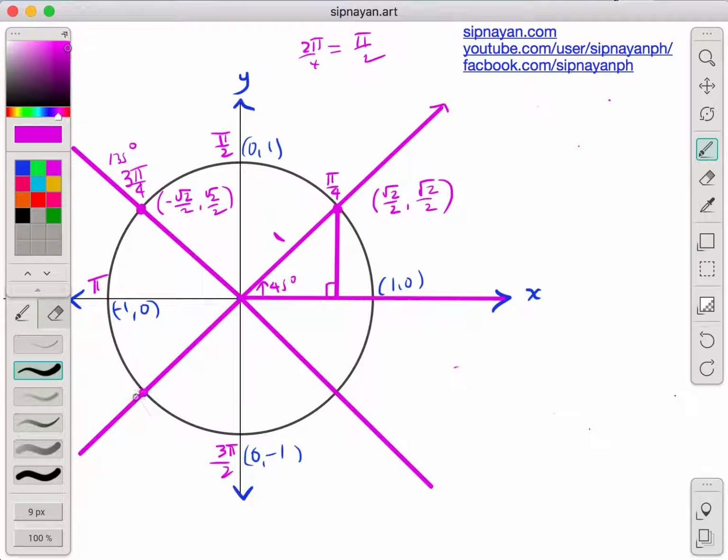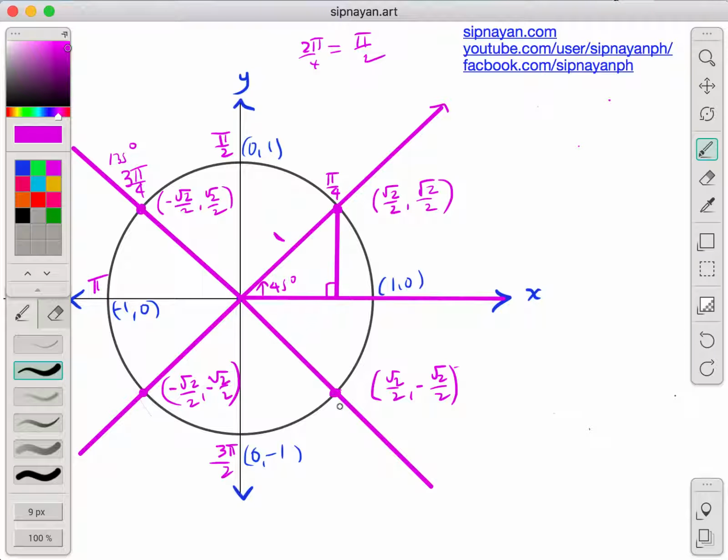So this is, pareho din ng coordinates. Ang magkakaiba lang is pareho itong negative kasi nasa third quadrant na siya. So this is negative square root of 2 over 2. Negative square root of 2 over 2. At ito, magiging positive yung x ko pero negative yung y ko. So that's square root of 2 over 2. Negative square root of 2 over 2. Okay, so nakuha na natin lahat ng coordinates, no? Yan yung goal natin. No?